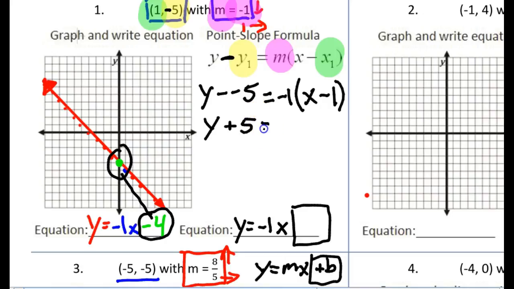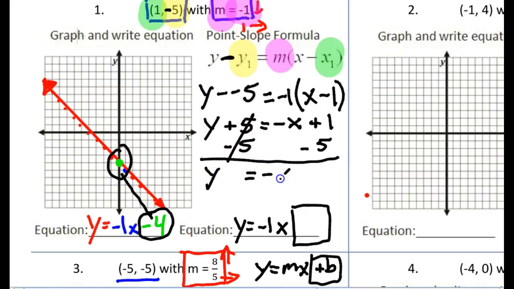And then here we'll just distribute -1x plus 1. Right? -1 times -1 gives you +1. And then subtract 5 on both sides. So we get -x, and 1 minus 5 is -4, which is the same y-intercept we got by looking at the graph. Only we did not have to graph it using this.